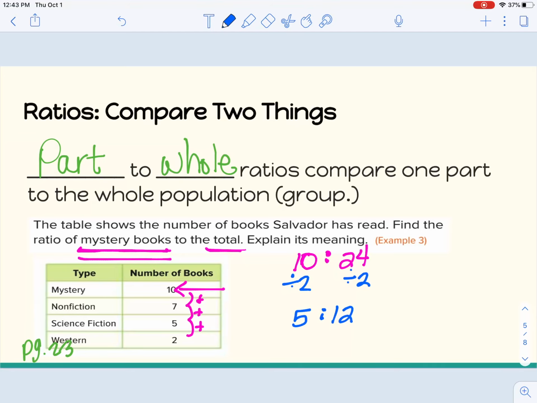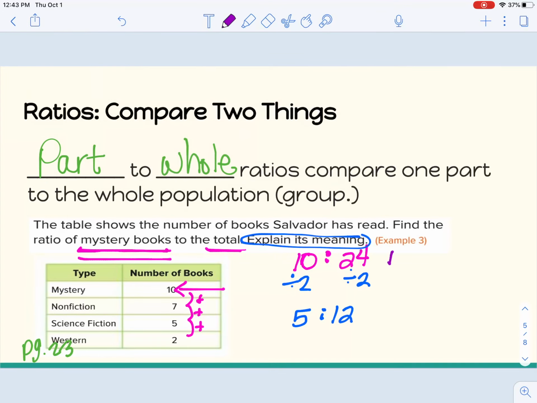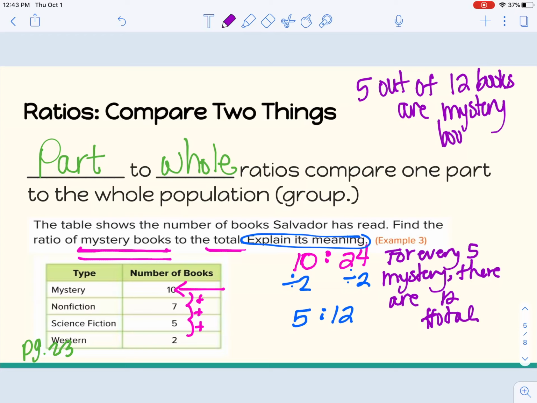Okay, so using my explanation where it says explain my meaning, there's a couple options I could say. I could say for every 5 mystery books, there are 12 total. That's one way I could explain it. I could say 5 out of 12 books are mystery books. So there's a couple ways that you can make sense of the ratios.